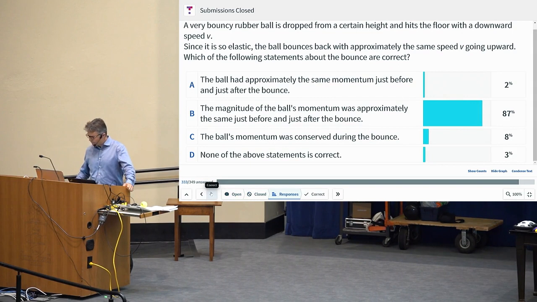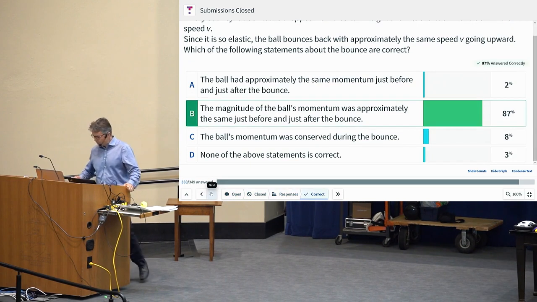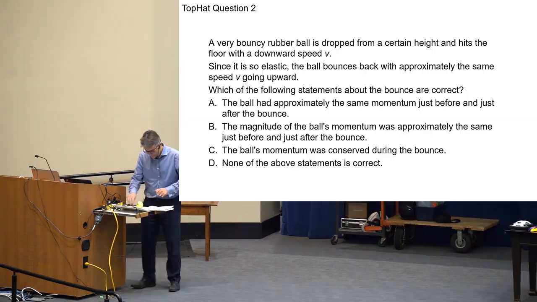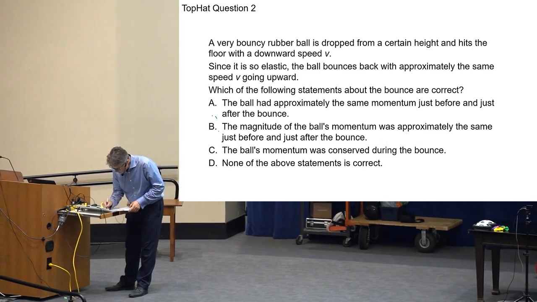So yeah, that's the idea. The magnitude is the same. So the momentum changes quite a lot. So I'll just circle that. I like B.